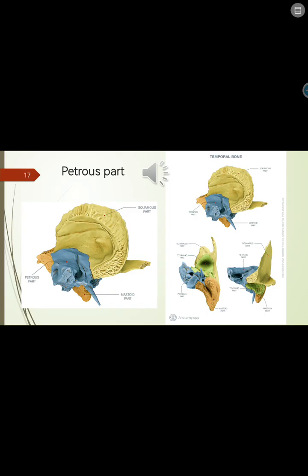The petrous part is here in blue. In all pictures it is blue, and you can recognize the petrous part of the temporal bone. The petrous part is a mass of bone that is between the sphenoid and occipital bones in the cranial base and contains the internal ear or labyrinth.